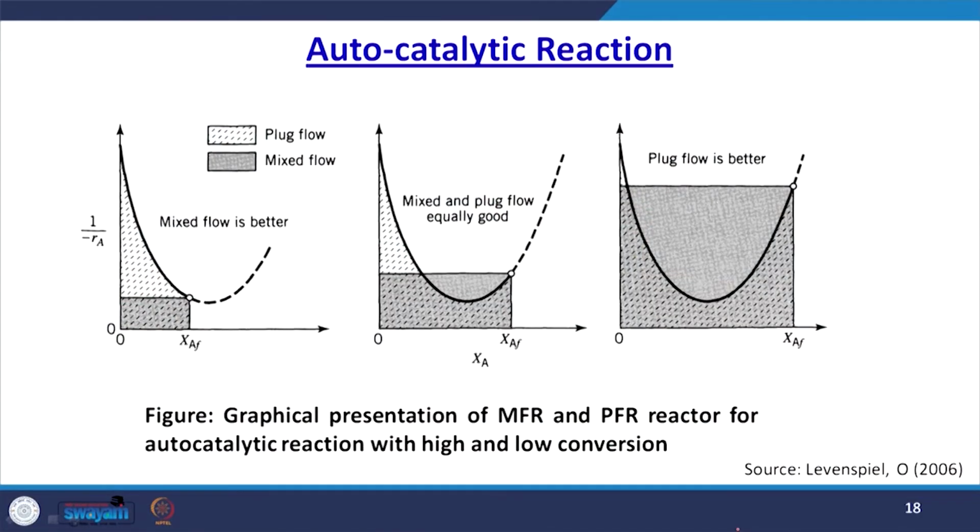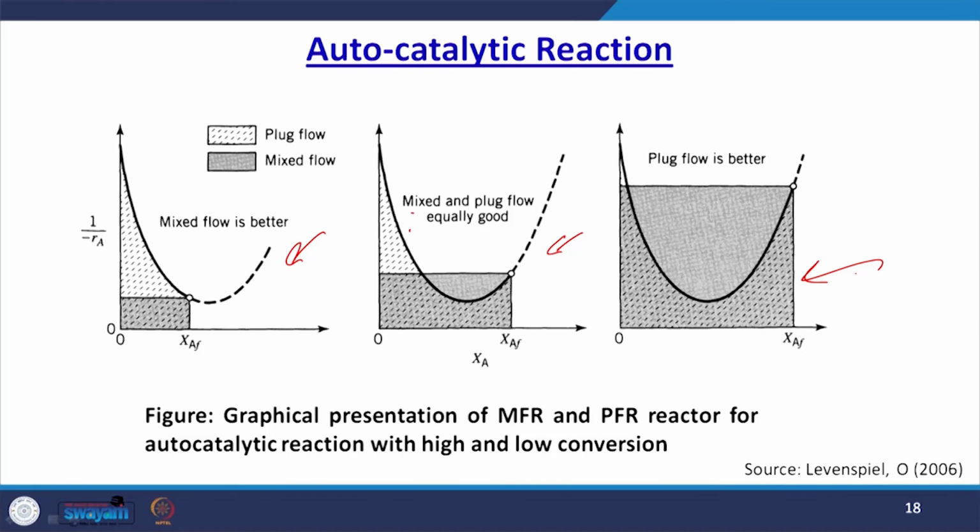You can see in this particular figure the graphical representation of MFR and PFR for an autocatalytic reaction. Here you see that the mixed flow reactor is better. Then you can see that both mixed flow and plug flow reactors are good, and here, based on this conversion, you can see that the plug flow reactor has the upper edge.